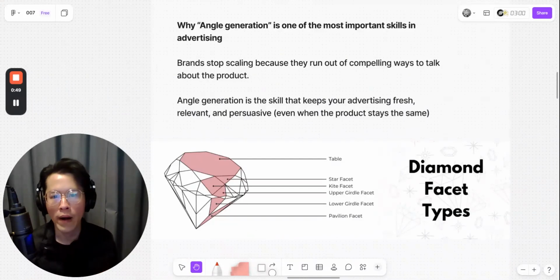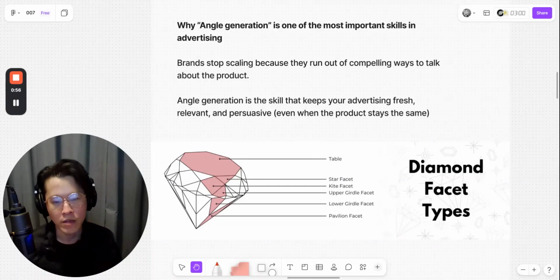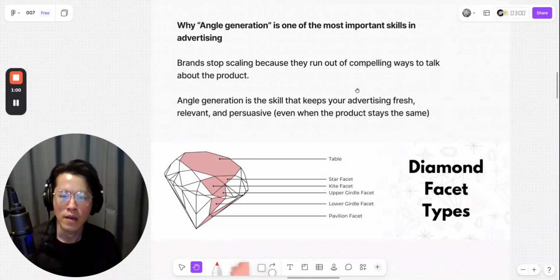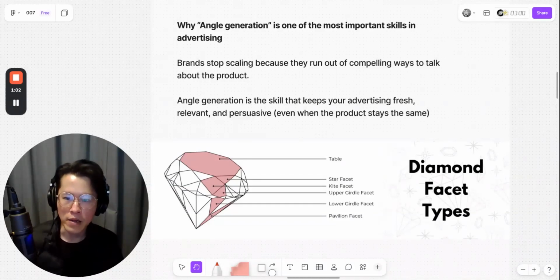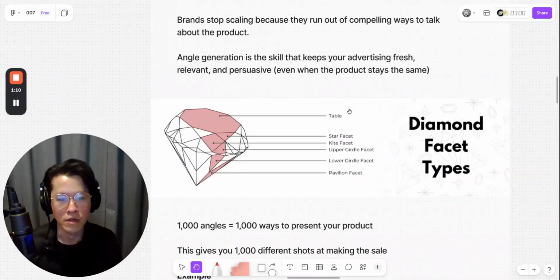Let's talk about why angle generation is so important. I think brands usually stop scaling because they run out of compelling ways to talk about the product. And by understanding how to generate different angles and being able to generate angles on demand, you get to eliminate this problem and you get to continue scaling.